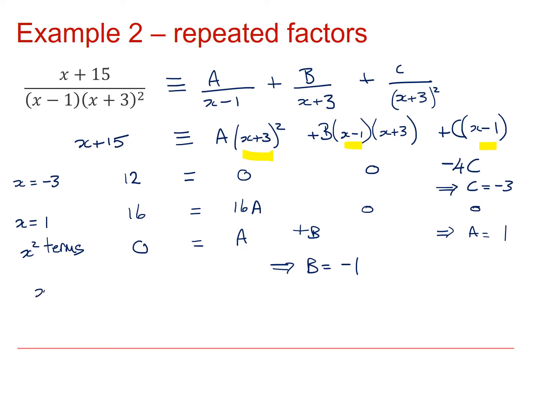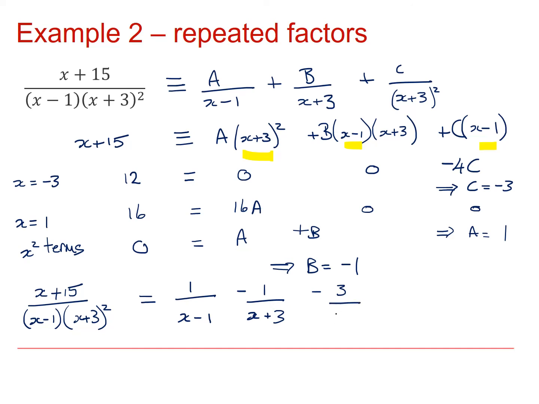So my partial fractions for x plus 15 over x minus 1, x plus 3 all squared, is going to be a, which is 1, over x minus 1, plus b, so that's going to be minus 1 over x plus 3, plus c, which is going to be minus 3 over x plus 3 all squared.